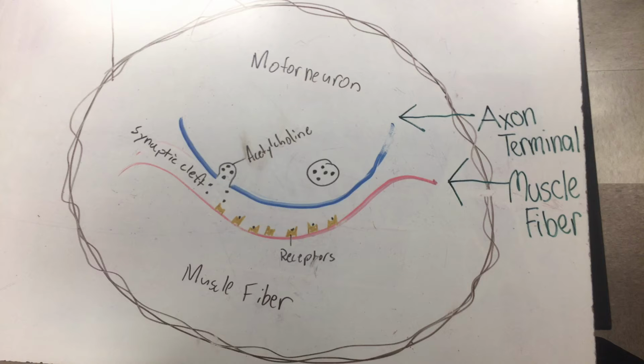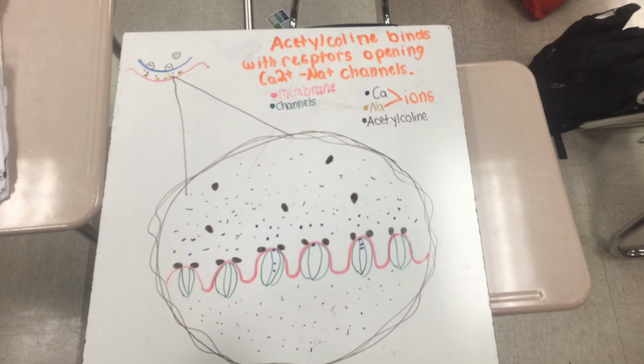This is the neuromuscular junction, and within it is the muscle fiber and the motor neuron. Within this area is where the acetylcholine is released from the motor neuron and enters into the synaptic cleft to bind to the muscle fiber's receptors. Acetylcholine now binds with receptors on the motor end plate of the muscle fiber.